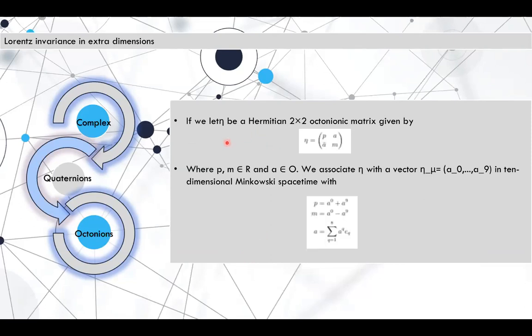So here, we let eta be a Hermitian 2x2 octonionic matrix given by this. So it's the Hermitian matrix, it has to be equal to its conjugate transpose. So we see here that the octonion A, diagonally across from it, we have its conjugate. And then P and M are real numbers, A sub 0 plus A sub 9, and A sub 0 minus A sub 9. And that preserves the matrix under conjugate transposition.